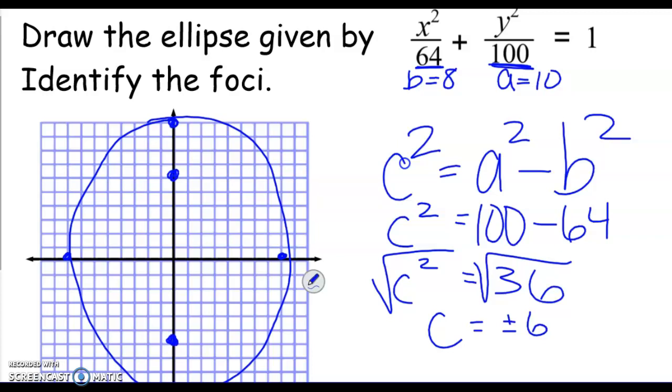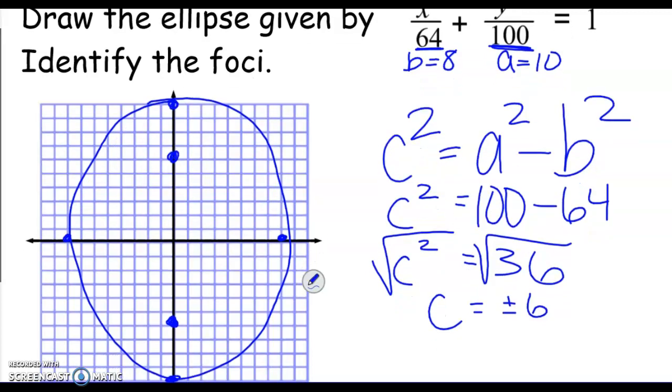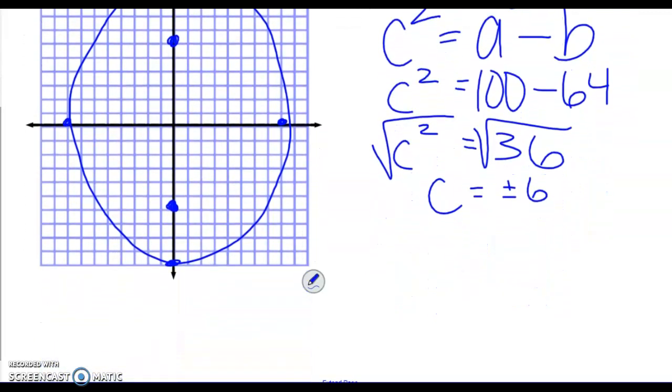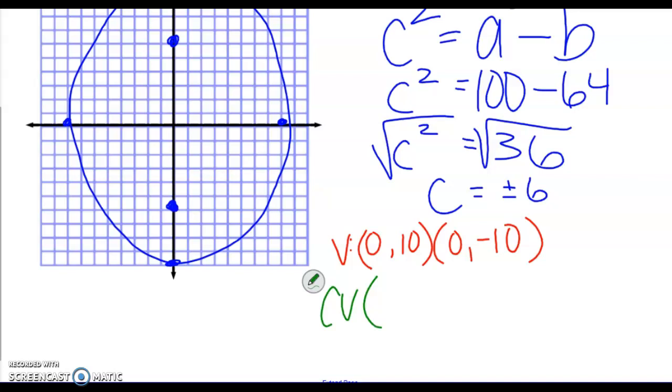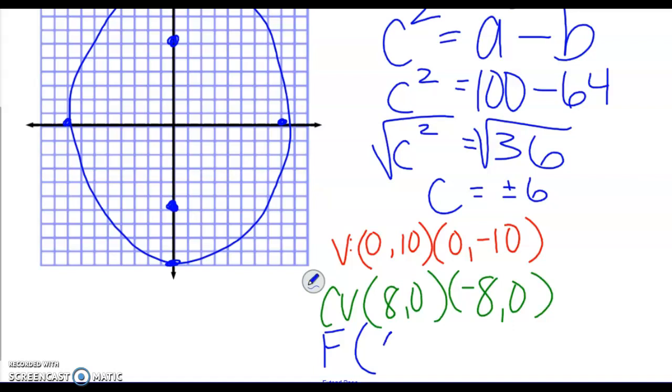Okay, now I can write all of the things. It says identify the things. So let's see. My vertices are going to be at (0, 10), (0, negative 10). My co-vertices are going to be at (8, 0), (negative 8, 0). And my foci are going to be at (0, 6) and (0, negative 6). Okay, that was a nice simple example. We'll come back and we'll do some more in the next video.